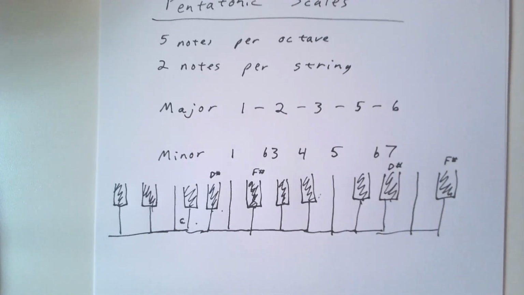Okay? Now, let's learn a box. The first box I'm going to show you is the A minor pentatonic. That was the first pentatonic scale that I learned. You're going to start on the 5th fret on the 6th string. The interesting thing that makes this easy to memorize is that all the notes on the 5th fret are going to be in this scale. So your first note is always going to be on the 5th fret.